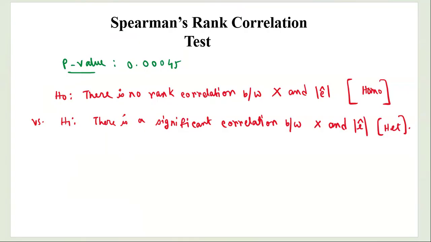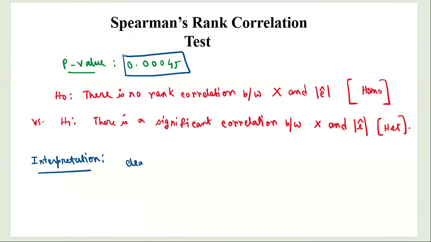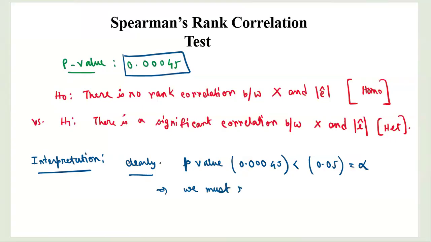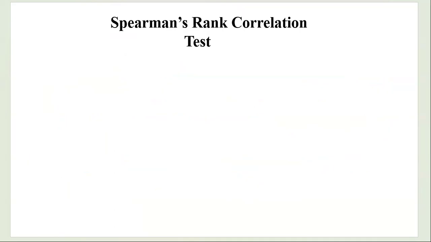Now, this p-value that you have computed previously will help you to make the decisions. What is the thumb rule? If the p-value is less than alpha, that is the significance level, then you have to reject it. That is the thumb rule that we will use in interpretation. So we can say clearly that the p-value, which is 0.00045, is strictly less than alpha, which is 0.05. Alpha is the significance level, right? P-value is less than alpha, which basically means that we must reject H naught.